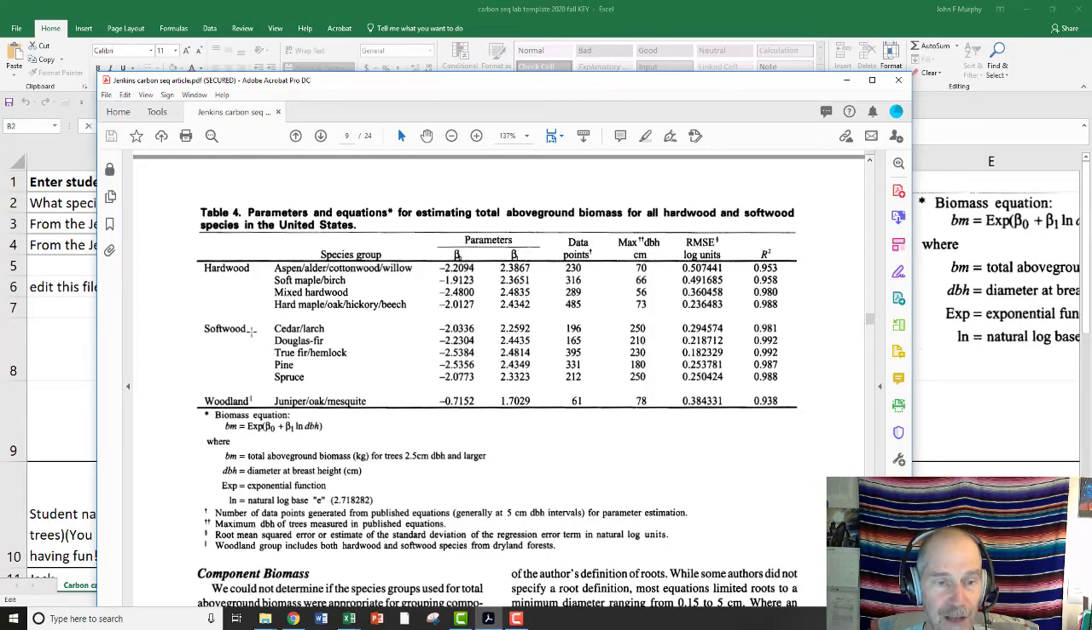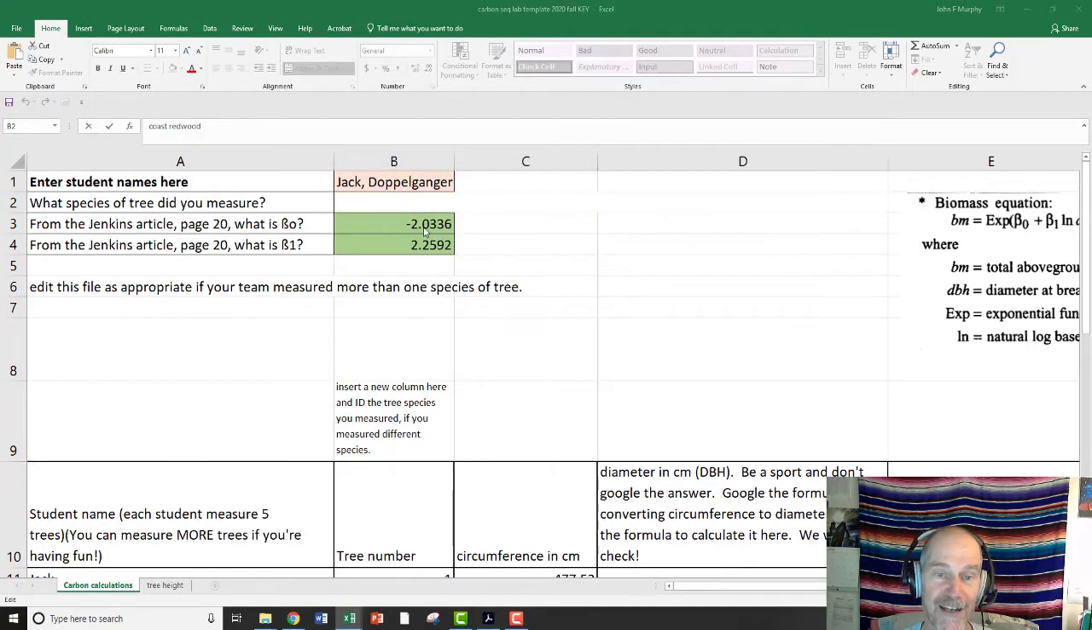And softwoods, which one? We have to choose one for redwoods. And I chose cedar and larch because I know a little bit about cedar wood. When you work it, it's about as dense as redwood. Redwoods? I don't know. I'm going to have to guess. I'm going to take these here. So beta sub 0 is negative 2.0336, and B1 is 2.2592, which I've put in here.